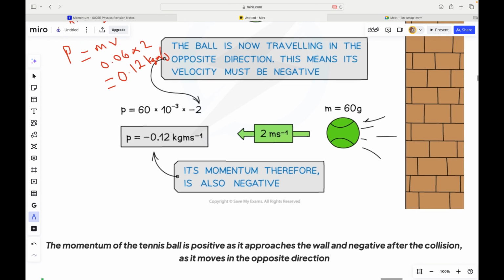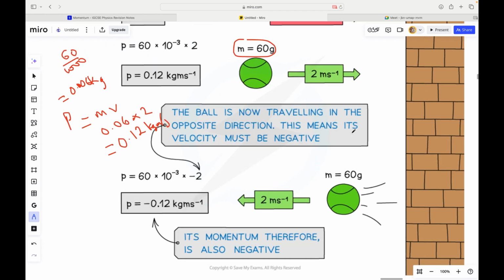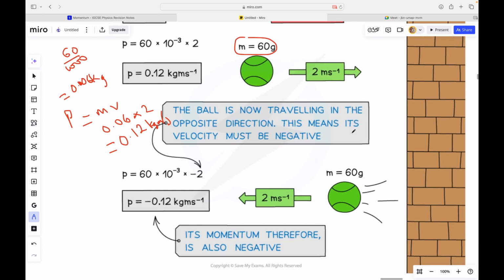When you hit the ball, the momentum of the ball is in the forward direction. Now when the ball hits the wall, the ball starts to bounce back, right? It starts to go in the negative. The ball is now traveling in the opposite direction. This means its velocity must have a negative value. So this is the first case when you hit the ball.